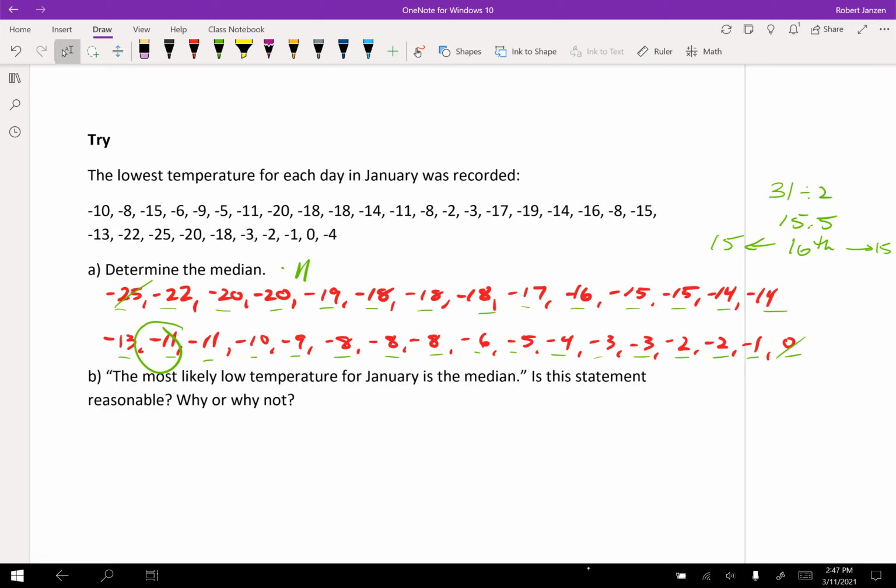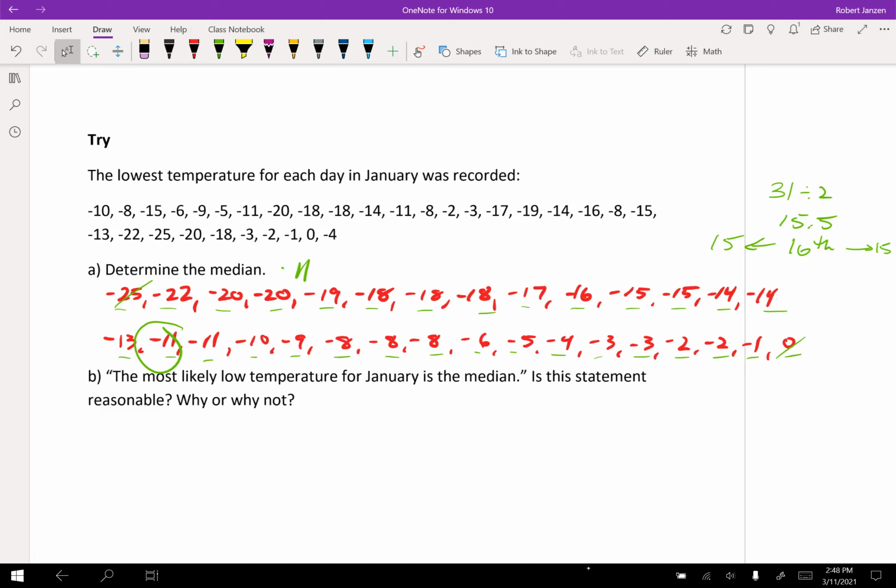Well, what they're saying is if we said that -11 is the most likely temperature to occur, it kind of makes sense. If you think about it, every day in January, they always give you the high temperature and the low temperature. So the median, the temperature right in the middle, kind of makes sense. Okay, so I think we could say yes, except that my pen's not working.